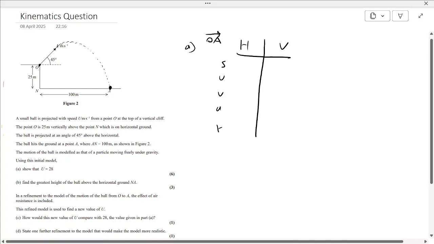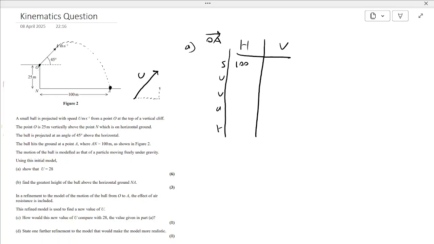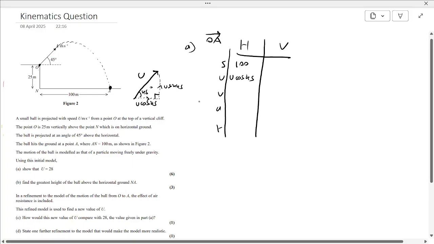Let's start horizontal. So horizontally, between O and A, I've travelled positive 100 meters, because right is positive, so S is 100. For U, we're going to do our usual trick over here. So, this is U at the angle. It's an angle of 45 degrees, so we split that up into its two components: horizontal component of U cos 45, vertically U sin 45. So horizontally, initial velocity is U cos 45, where U is just an unknown number.